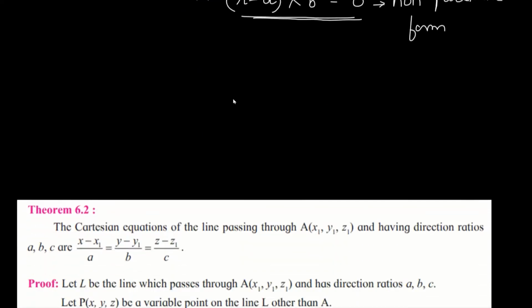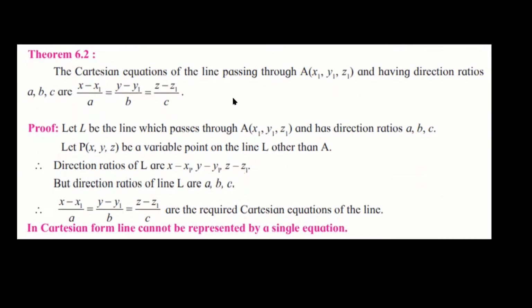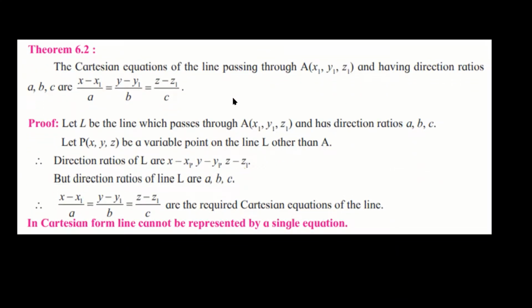Now we also go on to find the Cartesian form of the equation. That brings us to theorem 6.2. The Cartesian equations of a line passing through A (x1, y1, z1) and having direction ratios a, b, c are given as (x minus x1) upon a is equal to (y minus y1) upon b is equal to (z minus z1) upon c. So as you can see over here, there is no mention of position vectors, and no mention of r bar, a bar, or b bar for that matter.